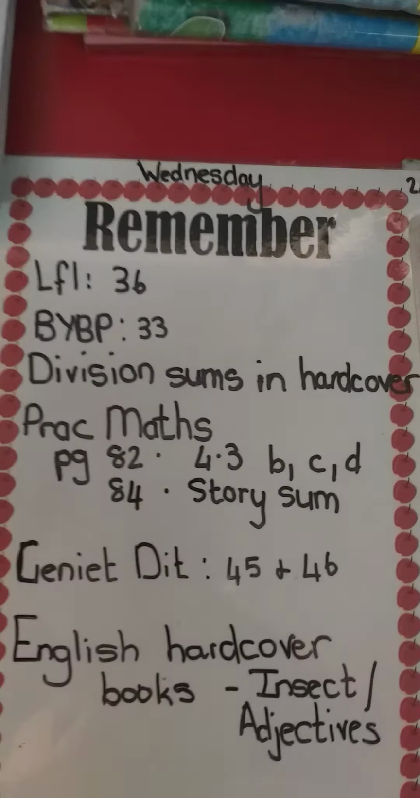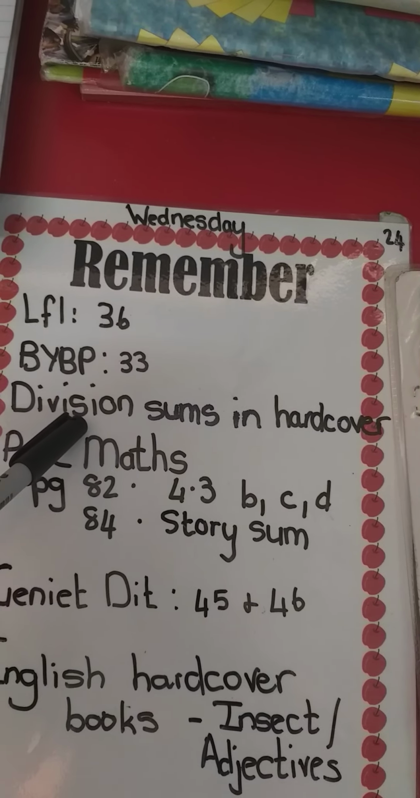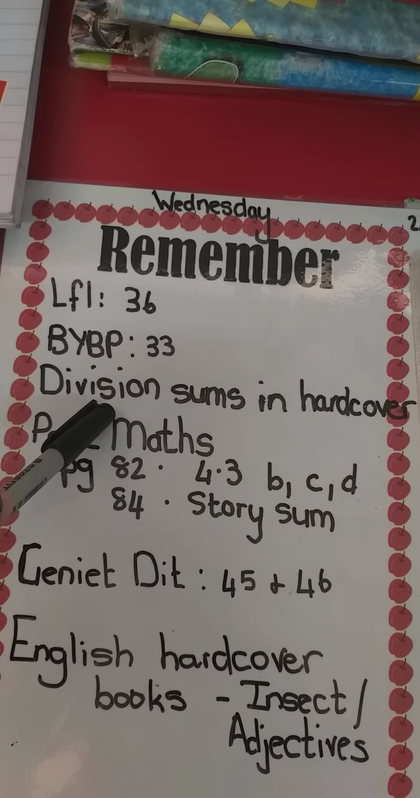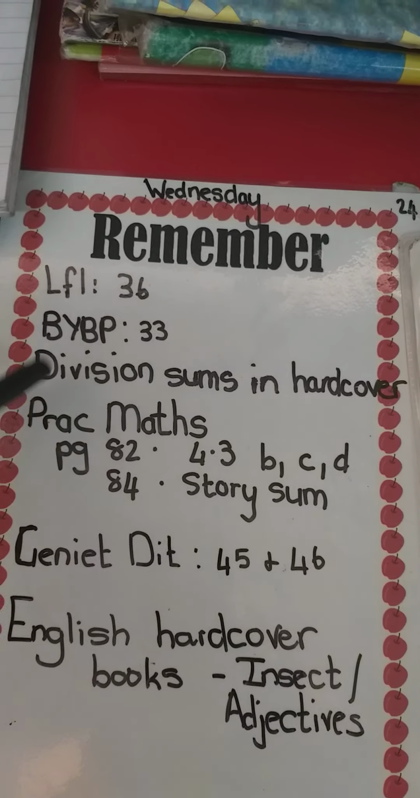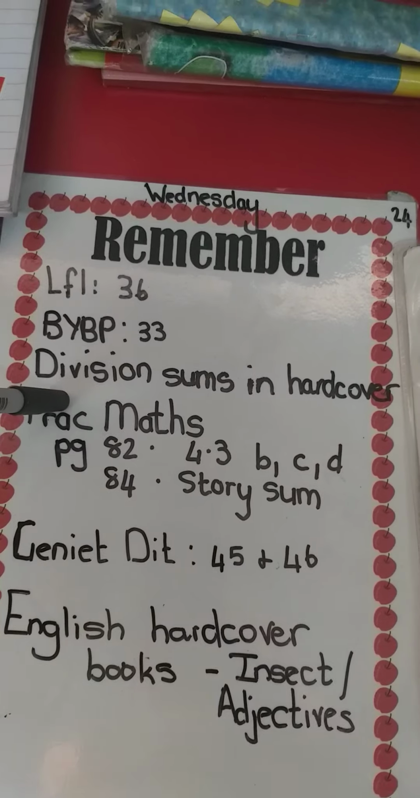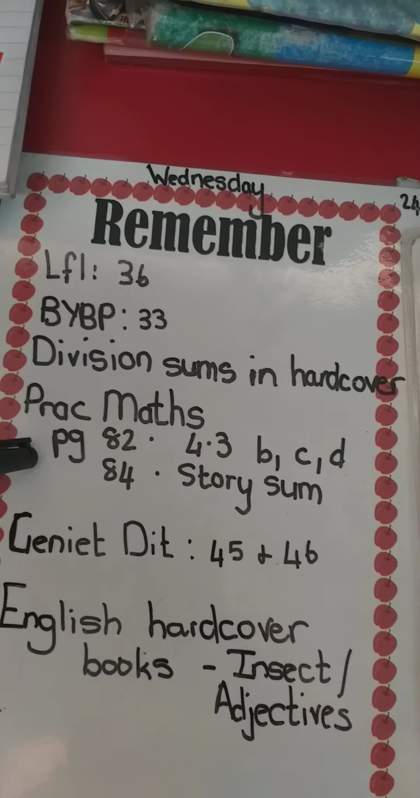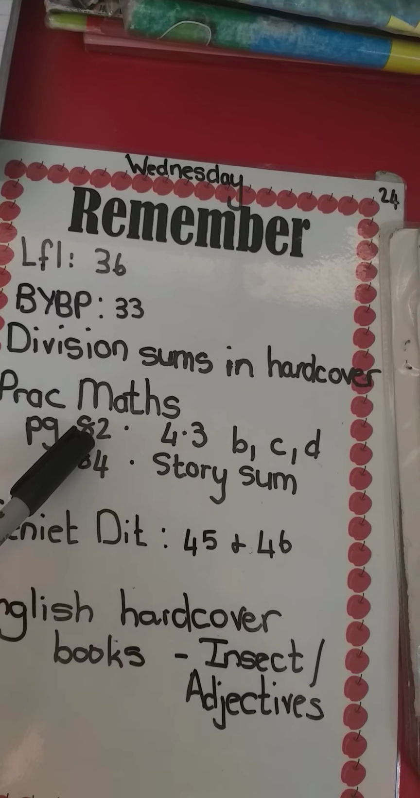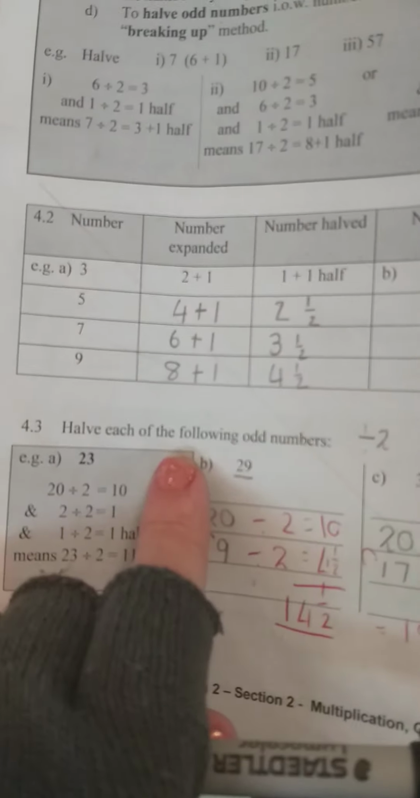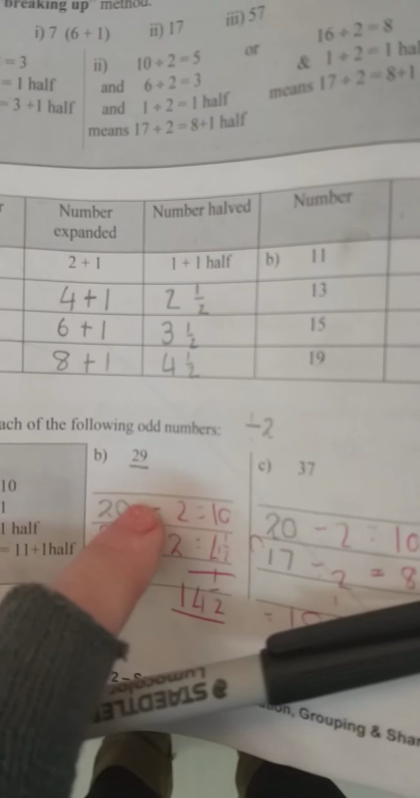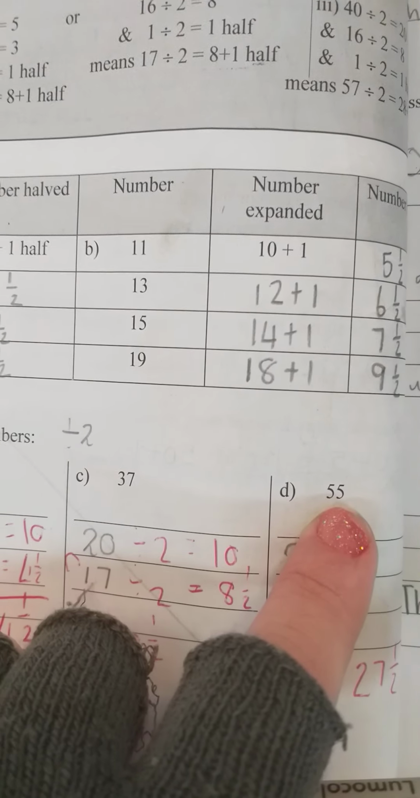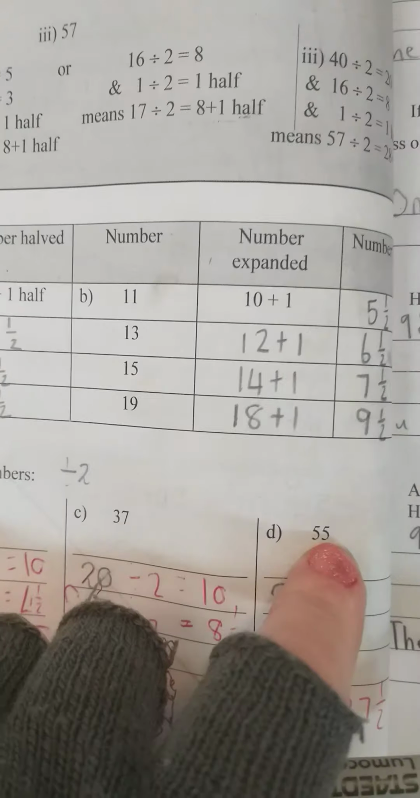Then we're going to do more division sums in our hardcover book. I'll post those sums that you need to do, and then you can just go ahead and do them. We're going to practice more division with a remainder. In Pracmath, there's not too much to do on page 82. There are just 3 little sums at the bottom. It says to half each of the odd numbers. Because they are uneven numbers, there's going to be a remainder. So basically, you're dividing each of these numbers by 2. There will be a remainder.